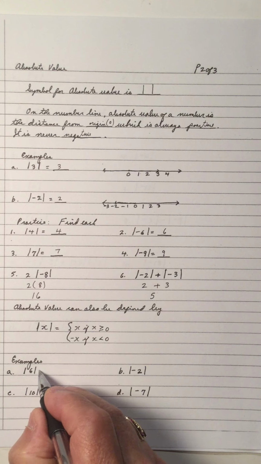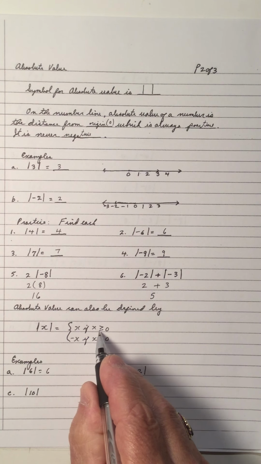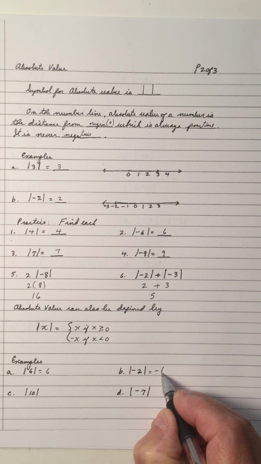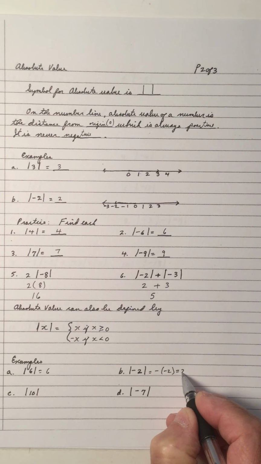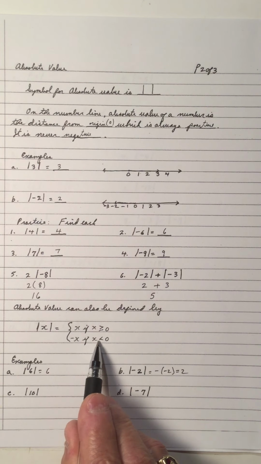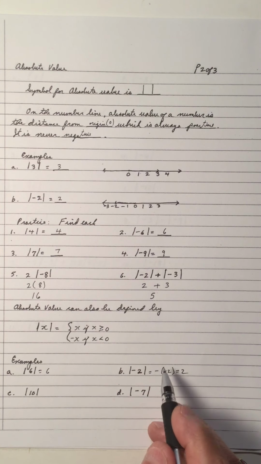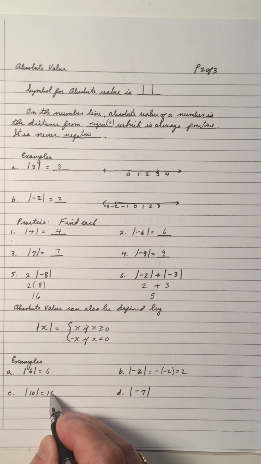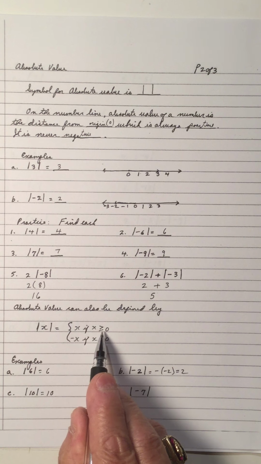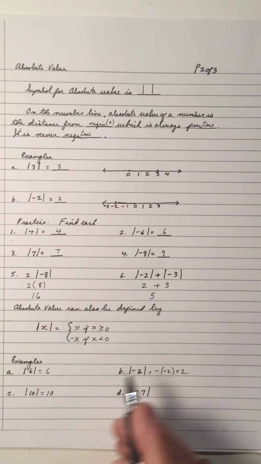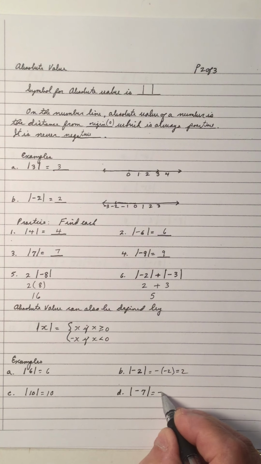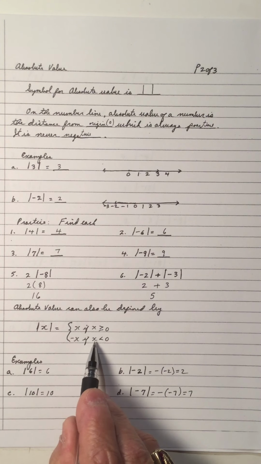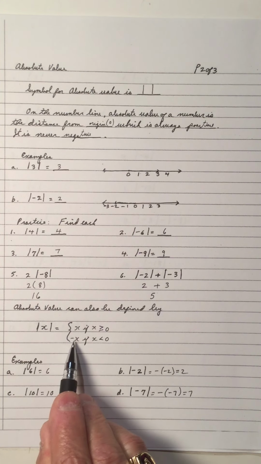The absolute value of 6 is 6 because 6 is greater than 0. The absolute value of negative 2 is the negative of a negative 2, which is 2, because negative 2 is less than 0, so we do a negative of that number. So the negative of a negative makes it positive. The absolute value of 10 is 10, because 10 is greater than 0, we just take the value. And the absolute value of negative 7 is the negative of a negative 7, which is 7, because negative 7 fits right here. Negative 7 is less than 0, so we do the negative of that.